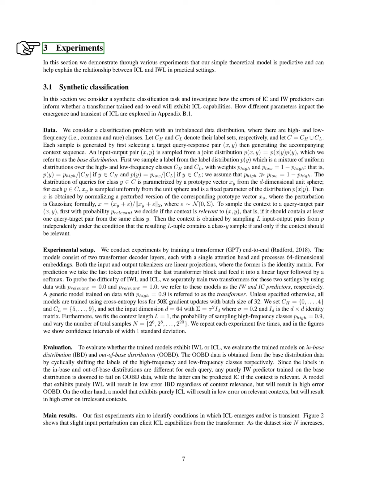Section: Experiments. In this section, we demonstrate through various experiments that our straightforward theoretical model is effective in predicting and explaining the relationship between in-context learning, ICL, and in-weight learning, IWL, in real-world scenarios. For our synthetic classification task, we explore how the errors from ICL and IWL predictors can indicate whether a transformer trained end-to-end will show ICL capabilities. We also examine how different parameters influence the emergence and duration of ICL, which we detail in the appendix.